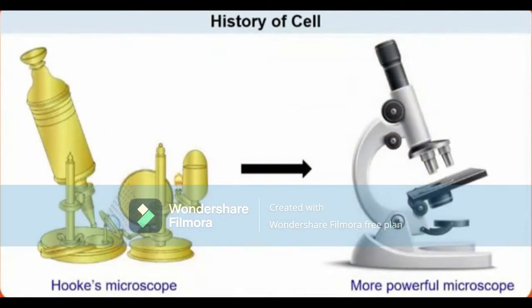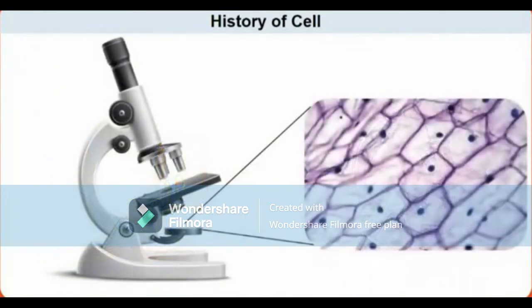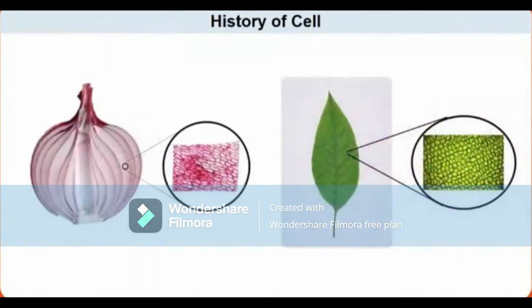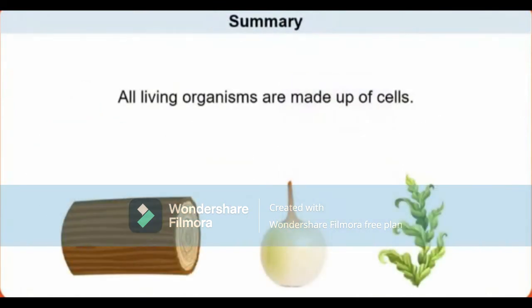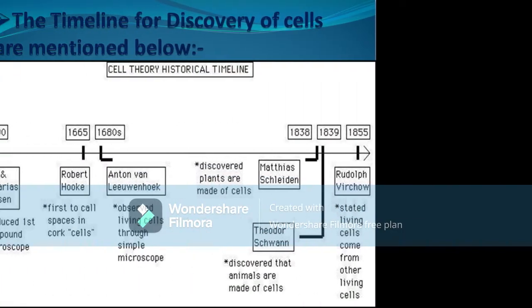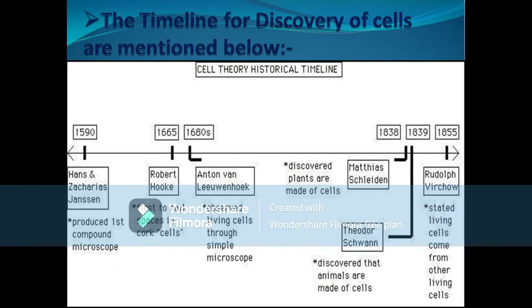However, for the next 150 years, not much was known about the structure and function of the cell. It was only after the discovery of a much more powerful microscope that these structures could be magnified and scientists were able to learn more about the cell. Scientists observed living organisms such as onions under a microscope and found that all living organisms are made of cells. So after watching the video, there is a timeline to know the history of discovery of cells.